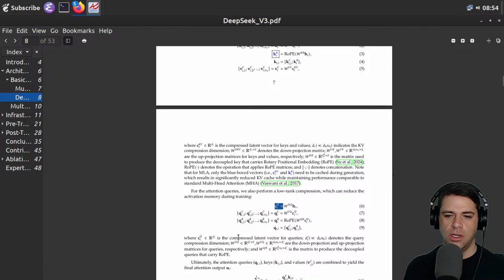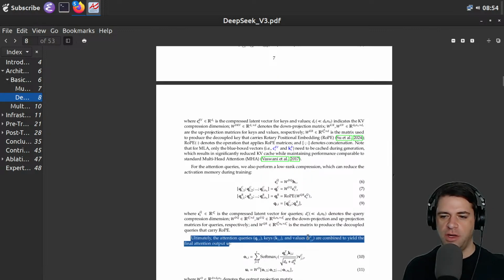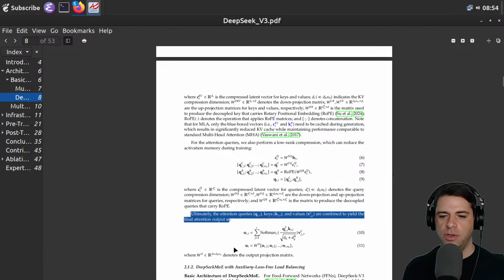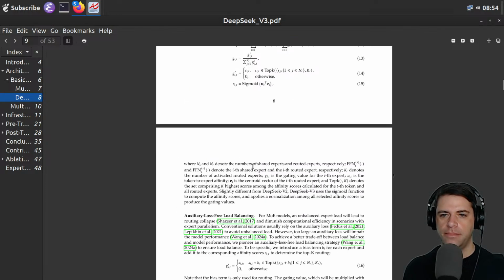cQ is a compressed latent vector for queries. There's a query compression dimension, and then we have the projection matrices. Ultimately, the attention queries, keys, and values are combined to yield the final attention output. So I think that's what's going on. I don't know. Let's see if we can find the rope stuff here.